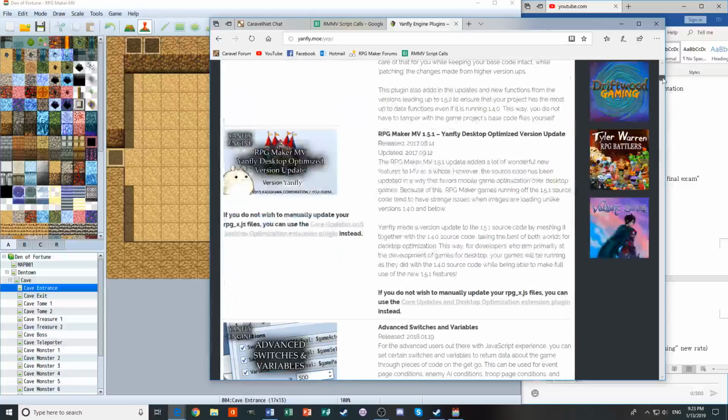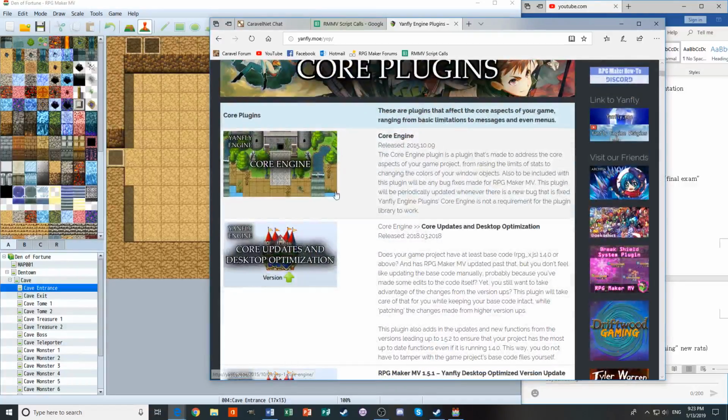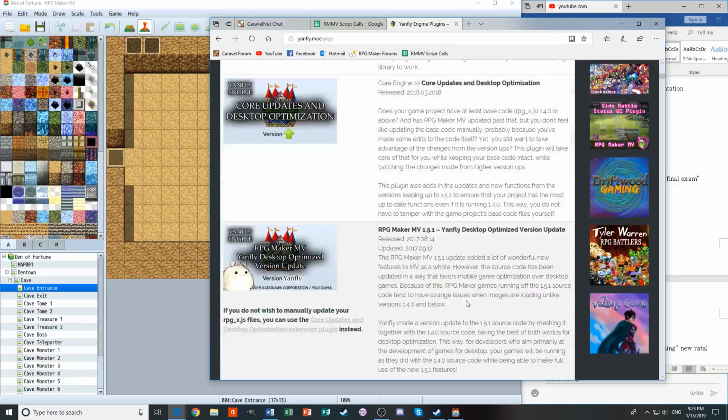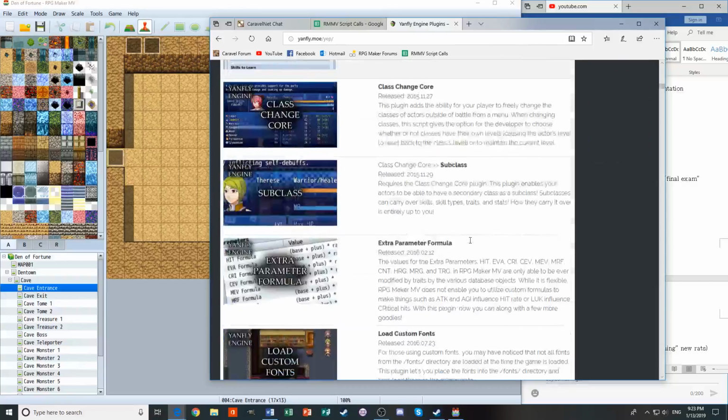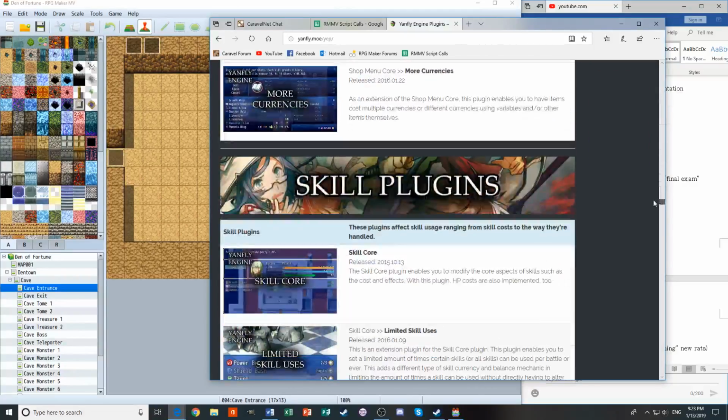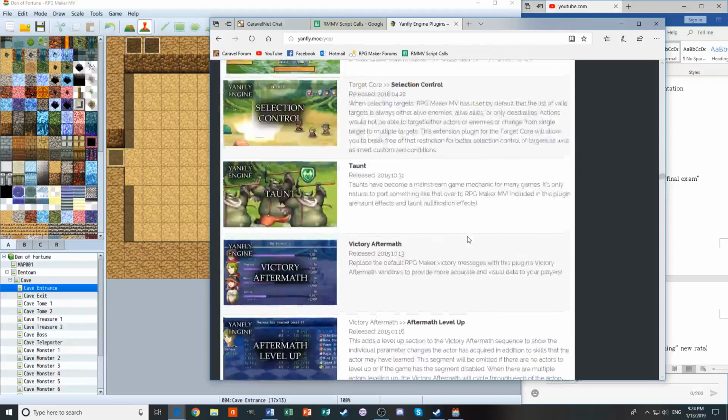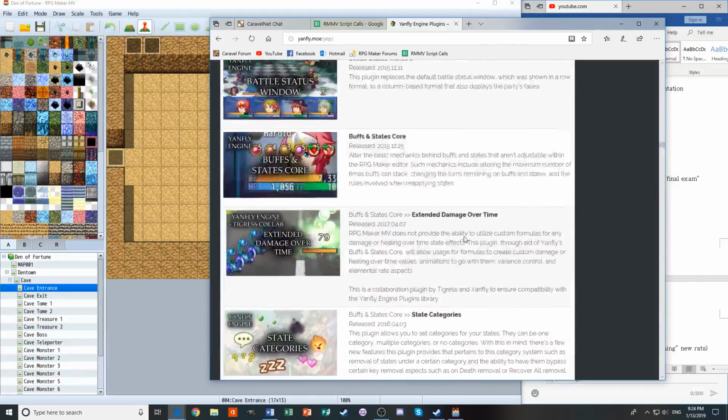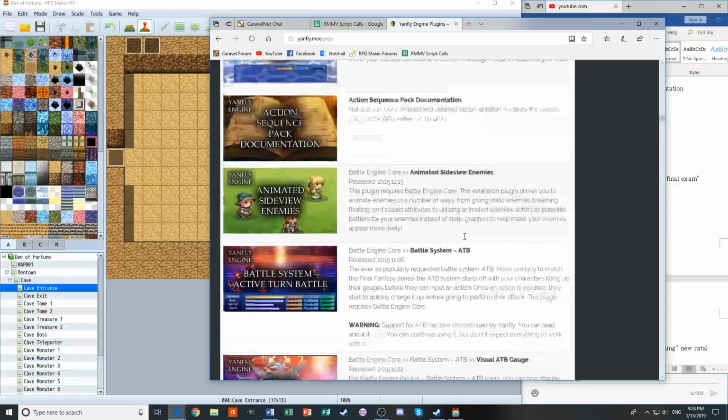But as it stands for today, the important things are Core Engine, which I've installed. I do have the desktop optimization installed as well, since I'm not planning on doing any smartphone type stuff with my games. So since it's going to be a desktop exclusive, having a more optimized desktop version as opposed to the default, which is optimized for handheld smartphone kind of thing. And the one other plugin, of course, is the Row plugin, which, where is it? You would think would be under Battle. This is where I was looking for it initially.